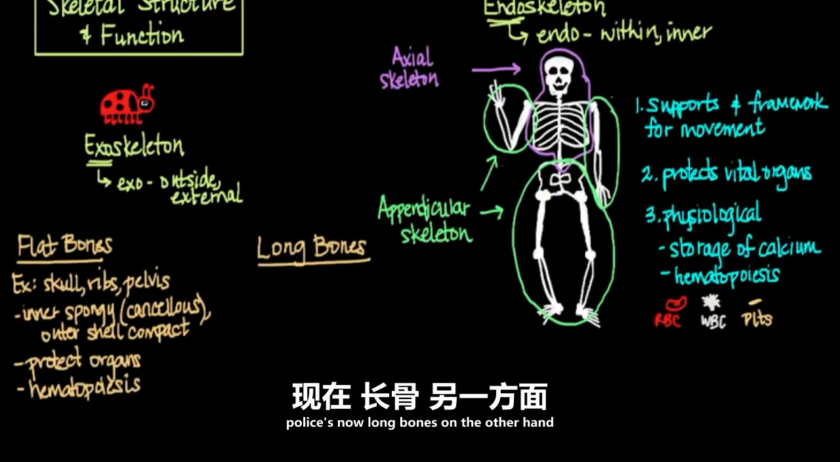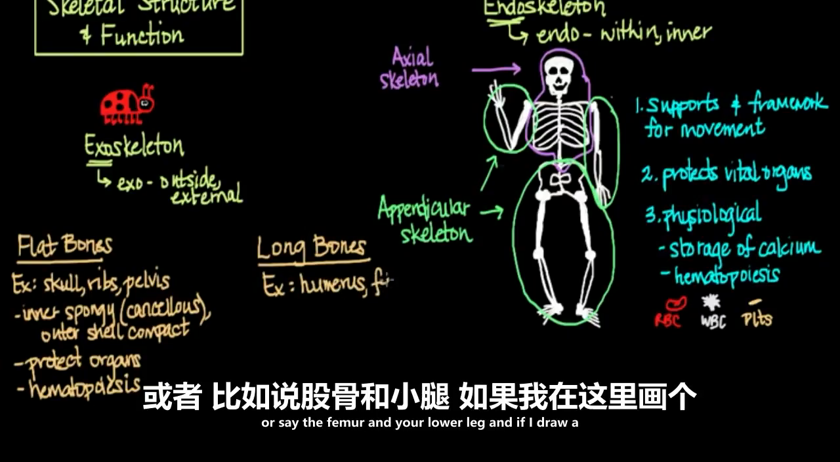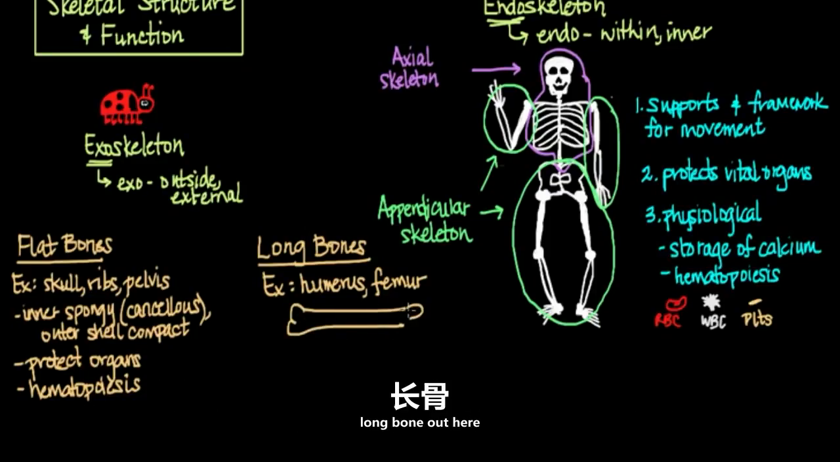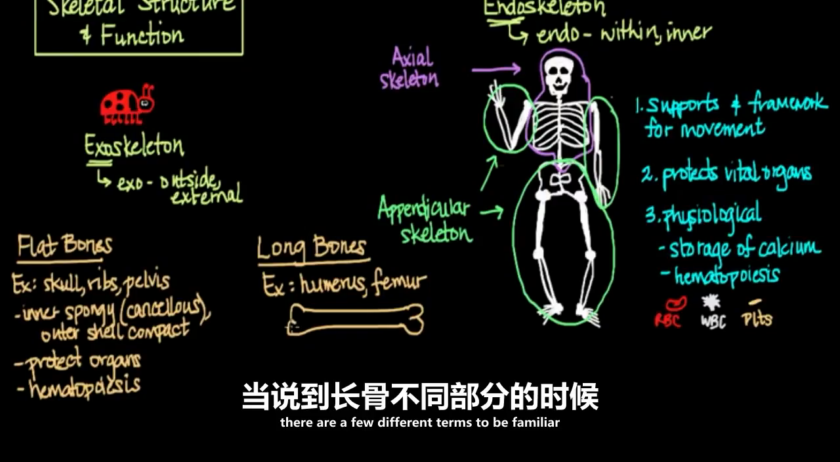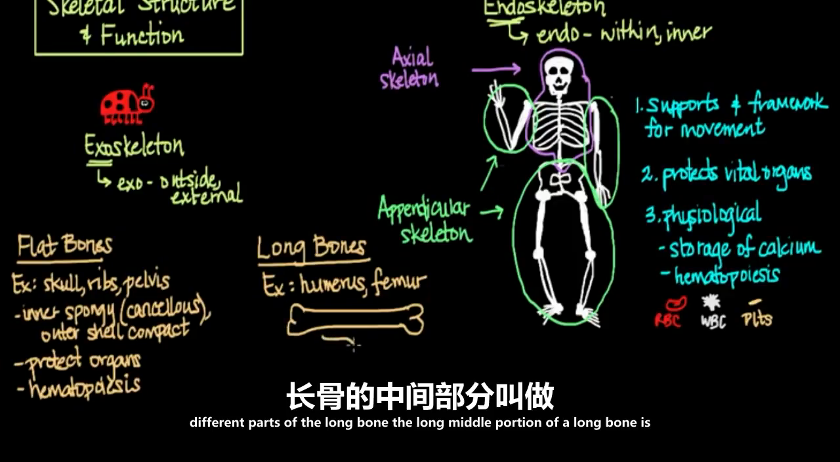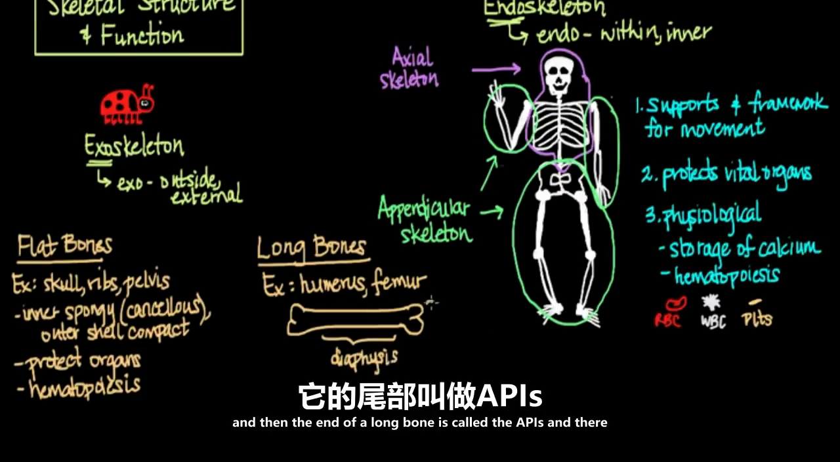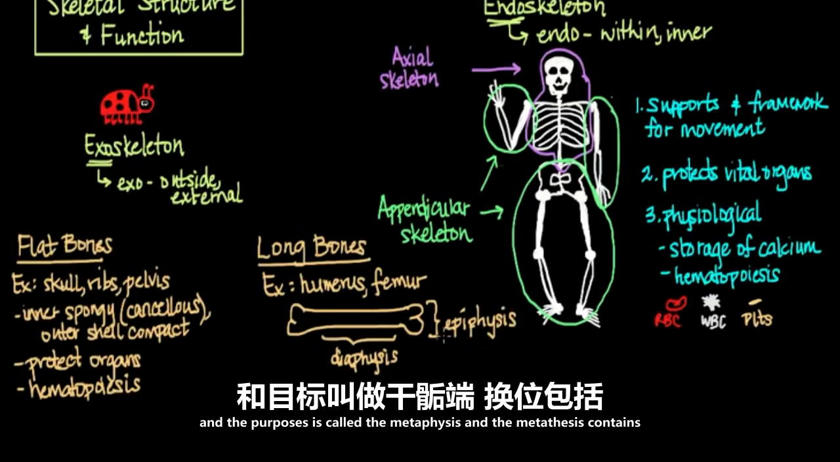Now, long bones, on the other hand, some examples of those would be the humerus in your upper arm, or say the femur in your lower leg. And if I draw a long bone out here, there are a few different terms to be familiar with when you're referring to different parts of a long bone. The long middle portion of a long bone is called the diaphysis. And then the end of a long bone is called the epiphysis. And there is the small area of bone in between the two, or in the middle of the diaphysis and the epiphysis, is called the metaphysis.